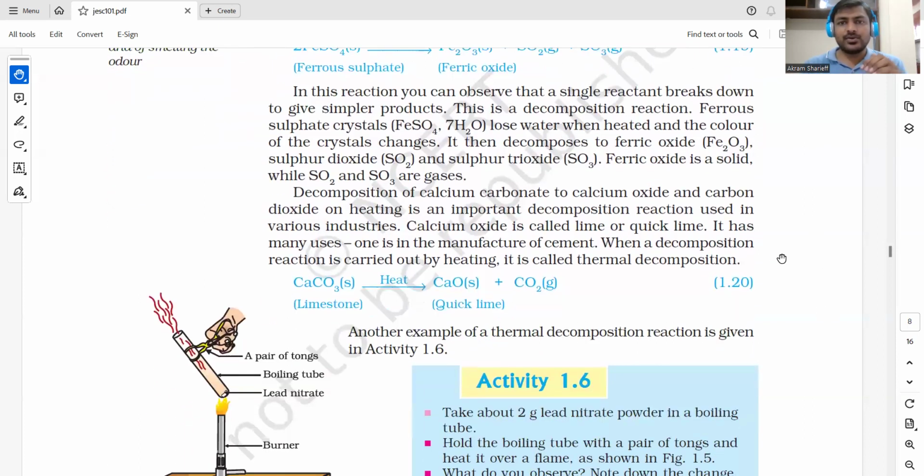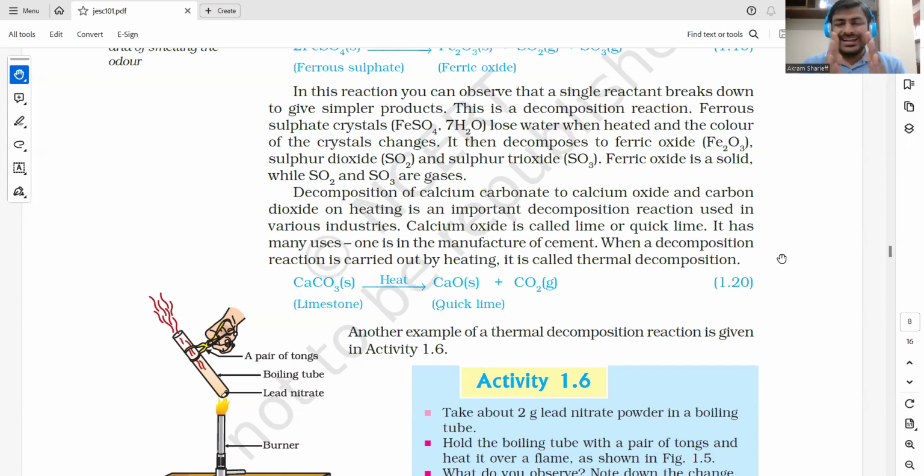Decomposition of calcium carbonate to calcium oxide and carbon dioxide on heating is an important decomposition reaction used in various industries. Calcium oxide is called lime or quicklime. CaO is called as what? Lime or quicklime. It has many uses. What is one use? It is used in the manufacturing of cement. When a decomposition reaction is carried out by heating, it is called a thermal decomposition reaction.